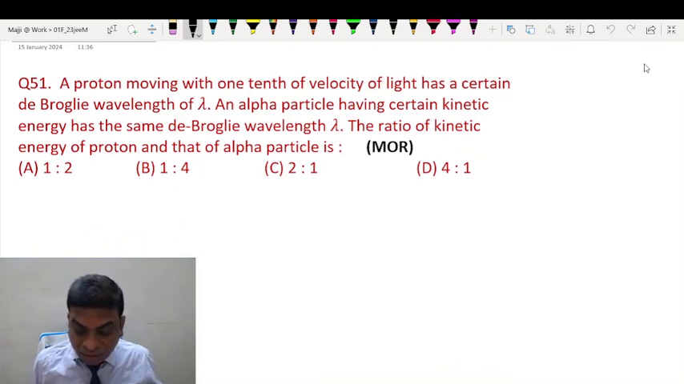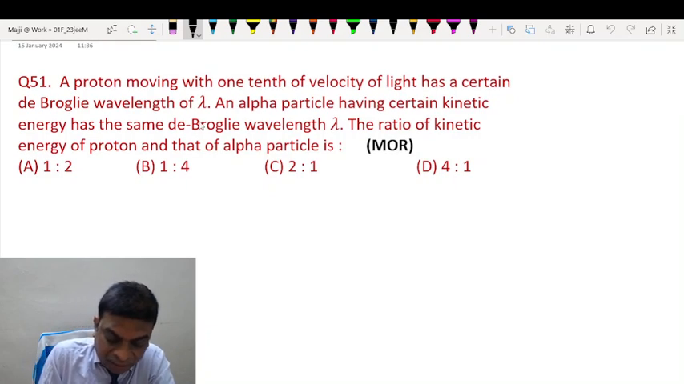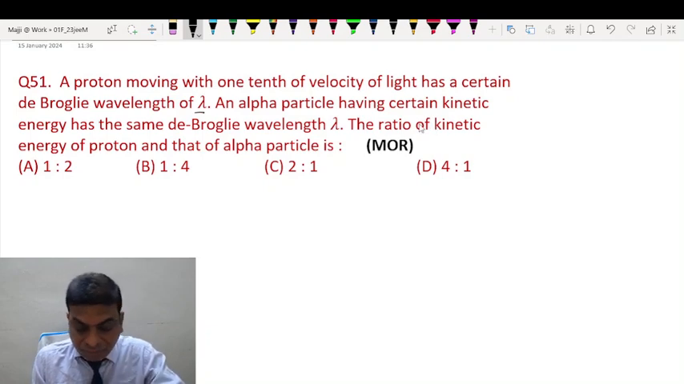A proton having 1/10 of the velocity of light has a certain de Broglie wavelength lambda. An alpha particle having a certain kinetic energy has the same de Broglie wavelength lambda. The ratio of kinetic energy of proton to that of alpha particle.